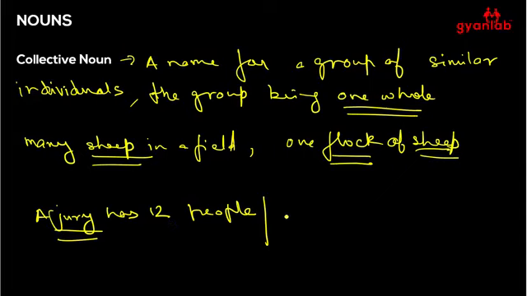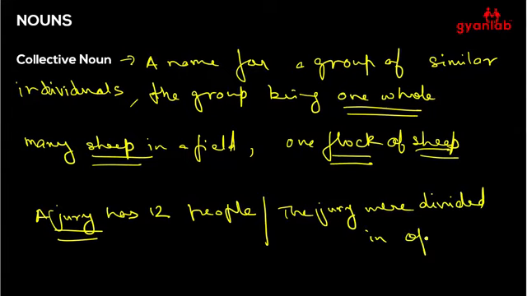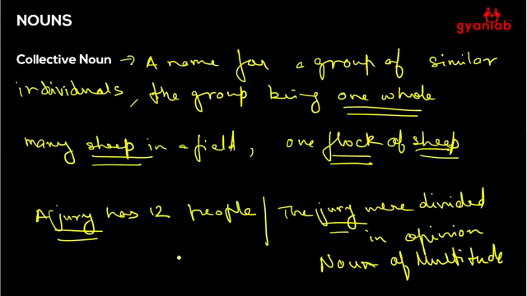But if I had a sentence like, let's use this sentence, the jury were divided in opinion. In this case you will see that the word jury is not being used for the entire collective group, and hence in this case it is known as a noun of multitude. Noun of multitude. So how do you differentiate between whether it's a collective noun or noun of multitude?